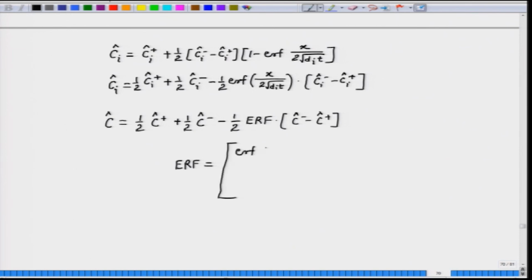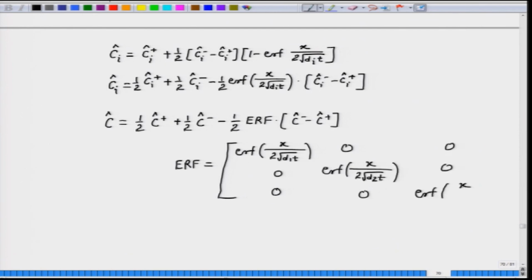Error function of x over 2 root D1 t, 0, 0; 0, error function of x over 2 root D2 t, 0; 0, 0, error function of x over 2 root D3 t.